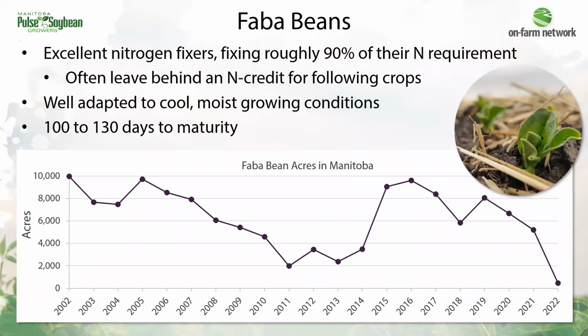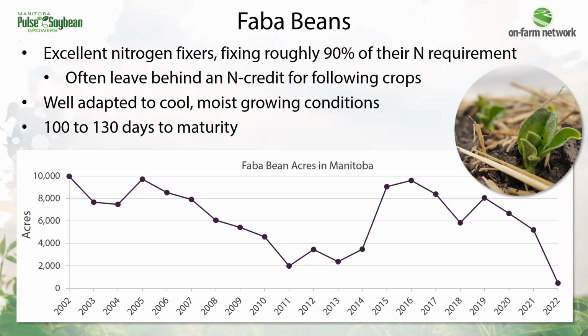In case you're not familiar with faba beans, there are on average about 7,000 acres grown in Manitoba each year. Last year, with the delayed spring, there were less than 500 acres seeded. Faba beans need to go in pretty early, often in the last week of April or first week of May, and we couldn't get on the field that early in 2022, so cropping plans changed.